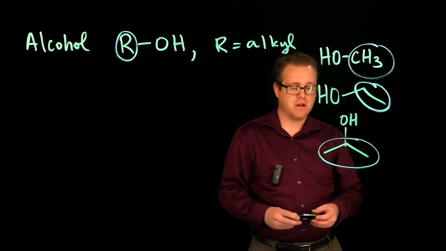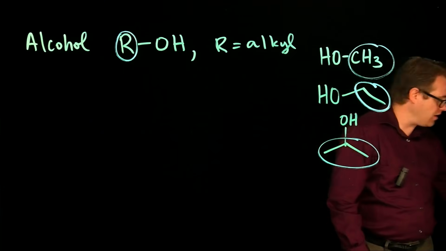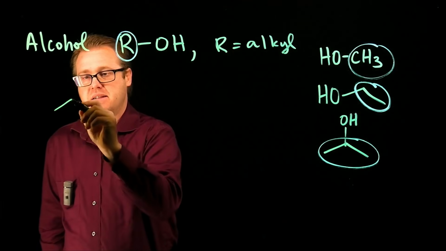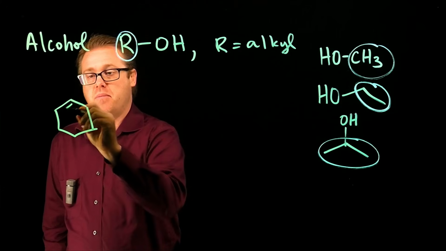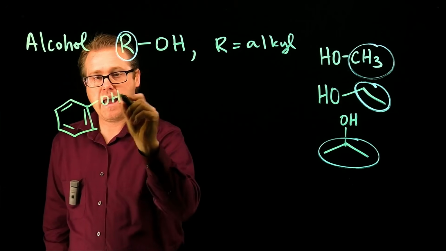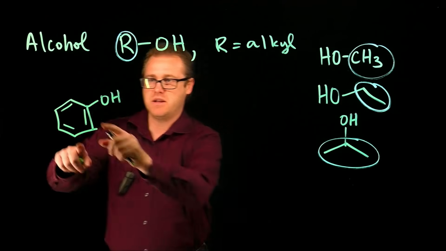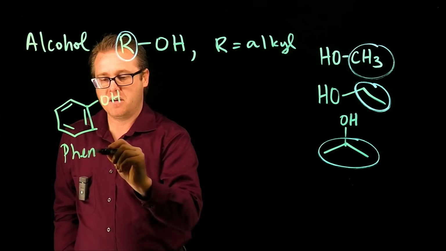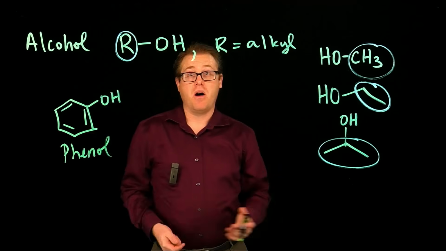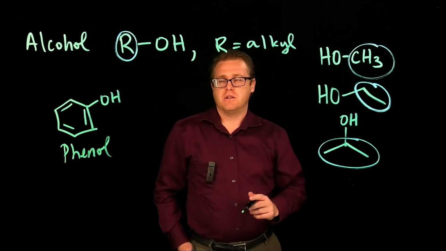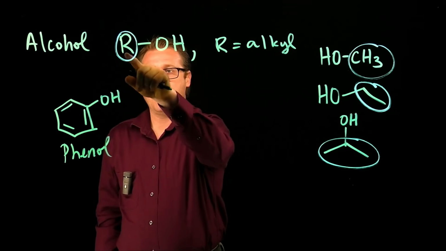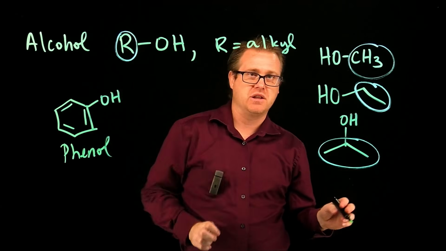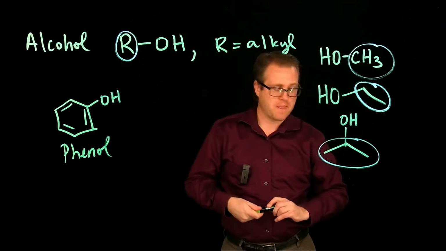Now when you take a look at alcohols, they can come in many different shapes and sizes. We could draw a benzene ring and stick an OH on it, and so this benzene ring is the R group, and this molecule's name is phenol, and that's an alcohol. So you have to get very used to this. R group can be anything alkyl, and this ROH is just a general structure.